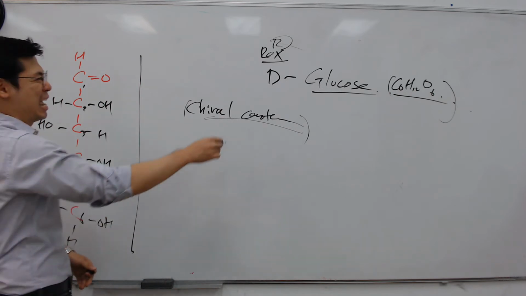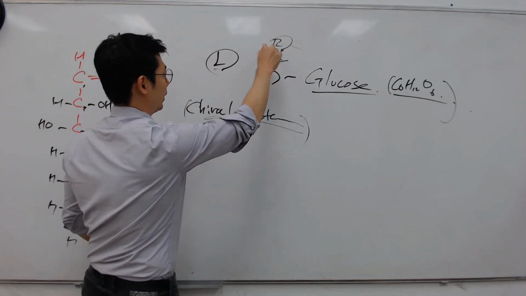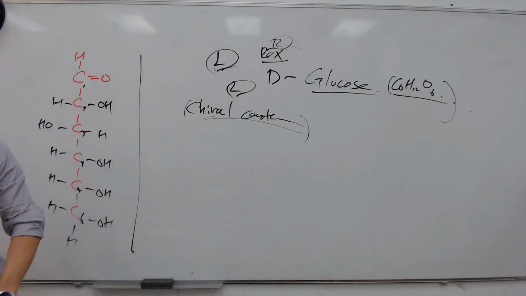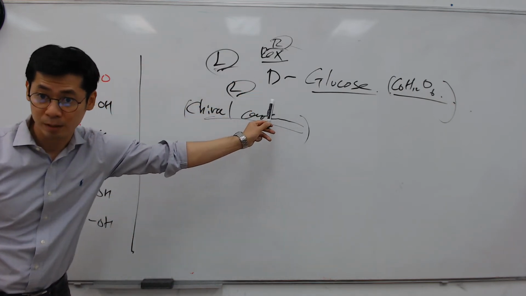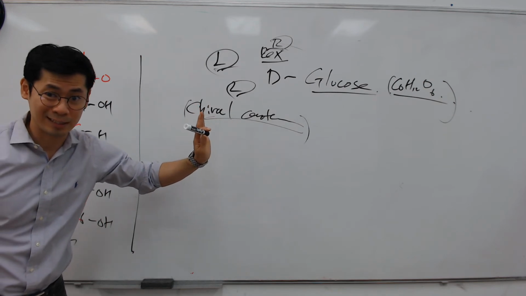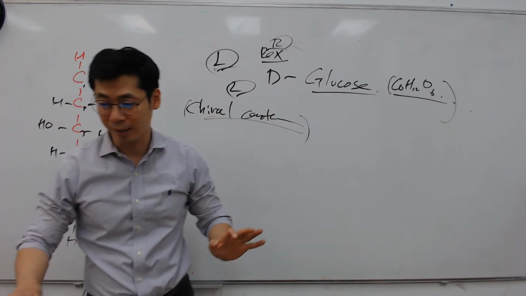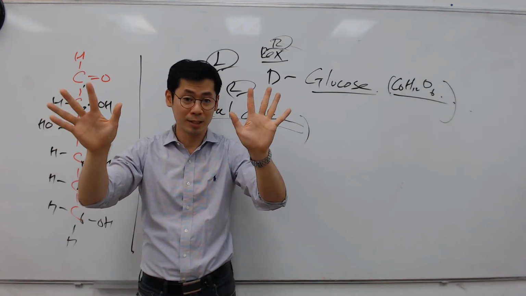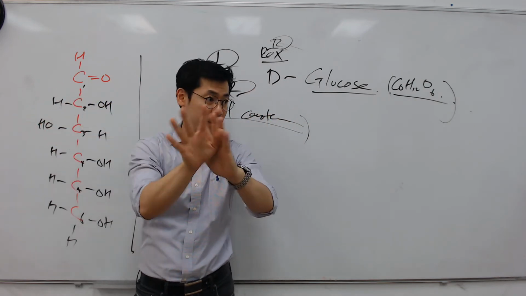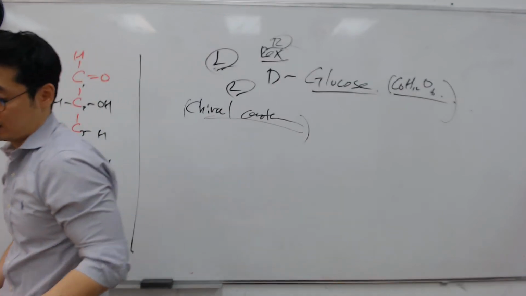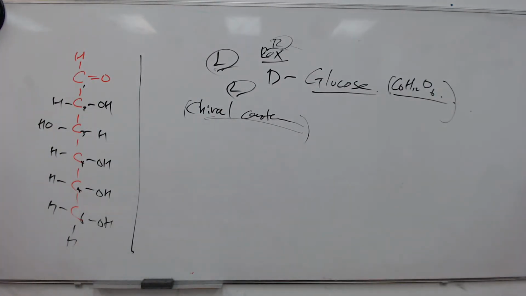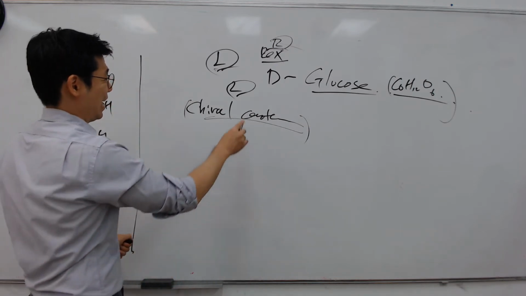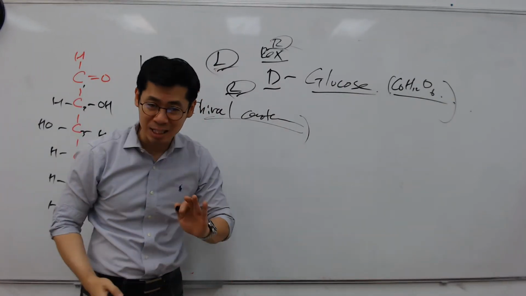That's called what? Left and right. There's an L and D. They look the same. They're like left and right hand. Yeah, they look about the same, but they're not exactly the same, right? You cannot overlap them. So that's something we call enantiomers. That's what we call L and D, in case you wonder what they are.